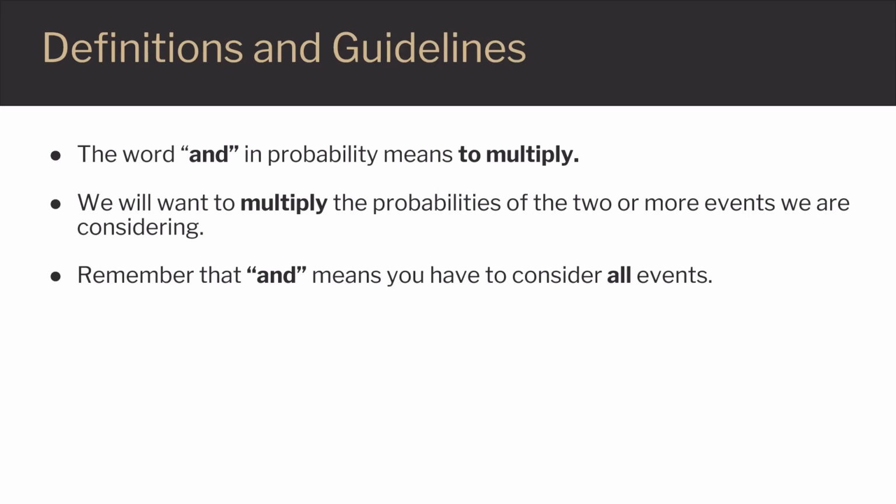The word AND in probability means to multiply. We will want to multiply the probabilities of two or more events you are considering. Remember that AND means that you have to consider all events that are happening. It could be two or it could be more than two.